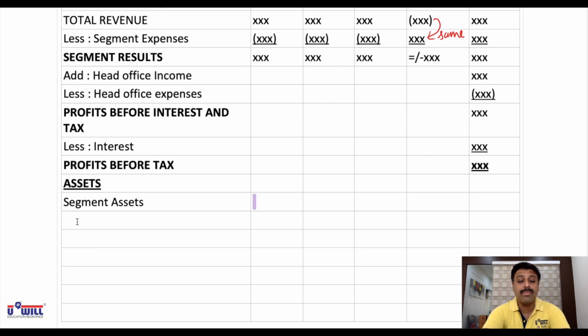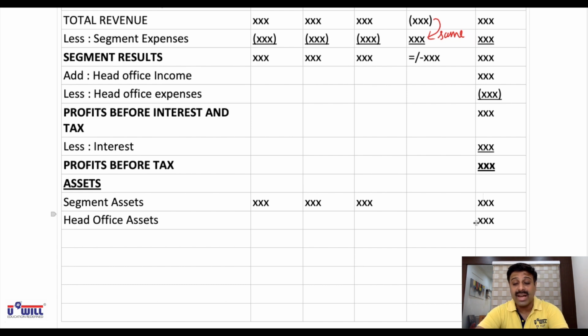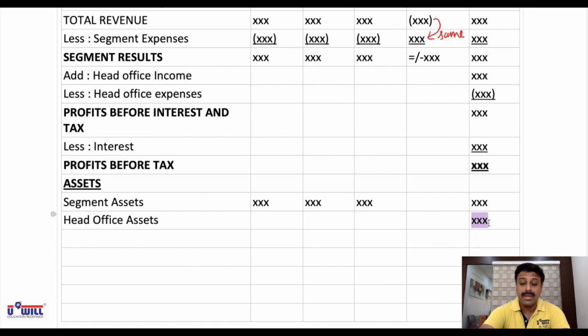As I said, a report means it will include everything. In one report, shareholders must get an idea about the profits of the company and also the assets and liabilities of the company. So segment assets, nothing will come in inter-segment elimination. Nothing is to be eliminated. So total. And then head office assets, standalone assets, which are not there at segments but only at head office, those will be included here. So head office assets, and then we will get total assets.